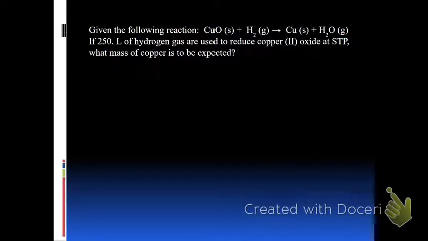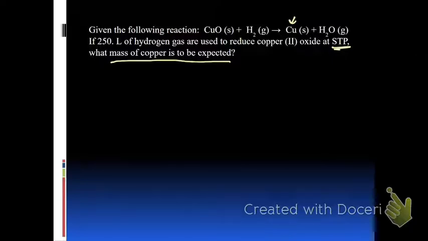Okay, so with this reaction, as soon as I see STP, I'm thinking, okay, I can actually do a liter to liter. But do I need to get to liters? The answer is no, right? I'm trying to actually get to the mass of copper. So in this case, I can't use a liter to liter ratio because I'm not going to liters. I'm going to copper.